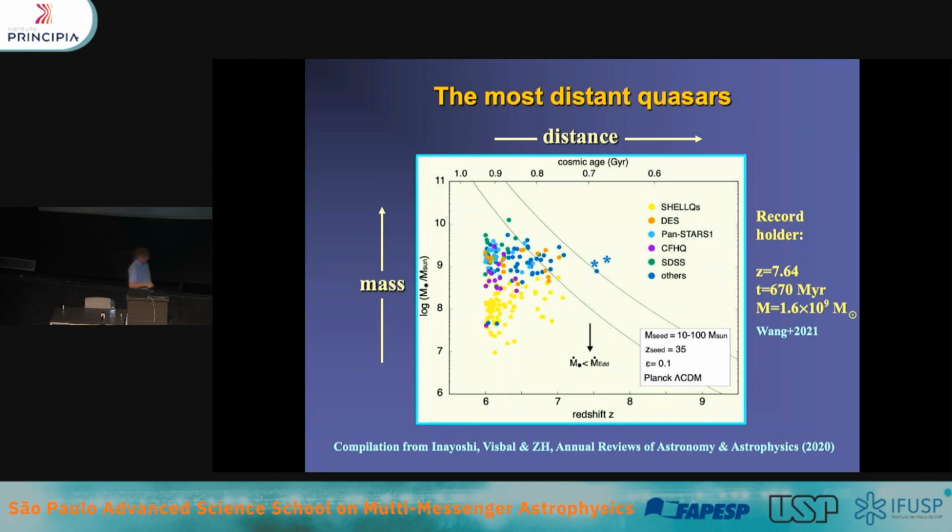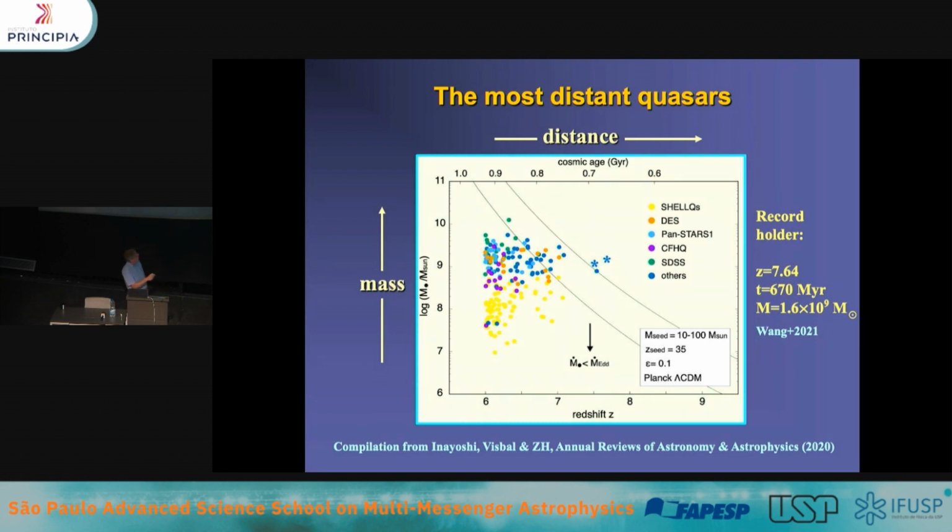Now, what caused a lot of consternation for the last 20 years, and many papers have been written about it, is the fact that these masses are already very high, and the universe here is very young. This is the age of the universe. Here it's only 700 million years old, and we still have these billion solar mass black holes. And the question is how that is possible.